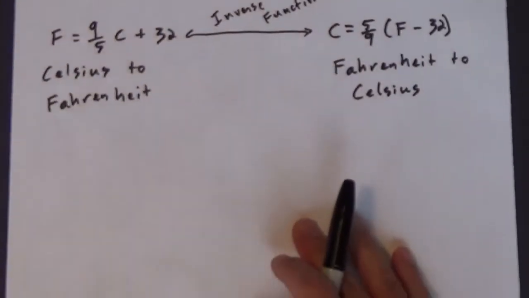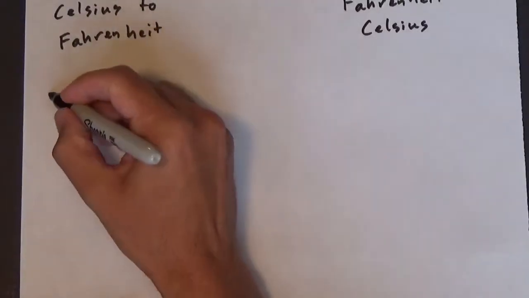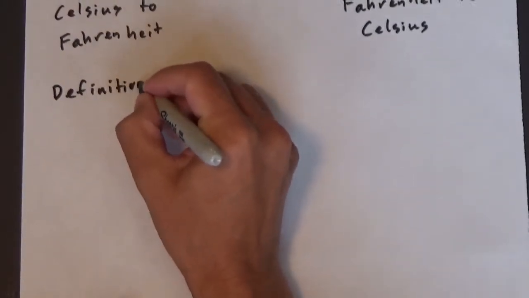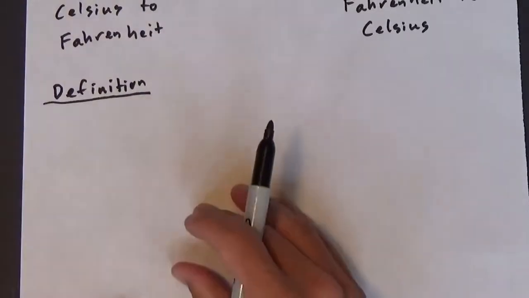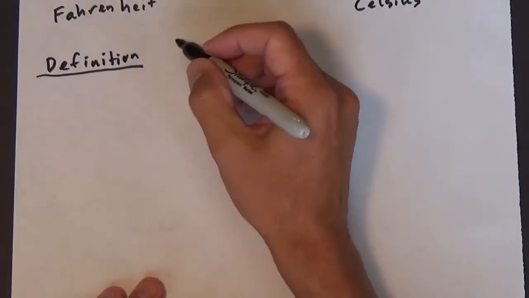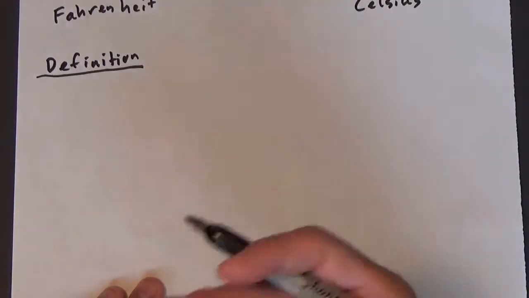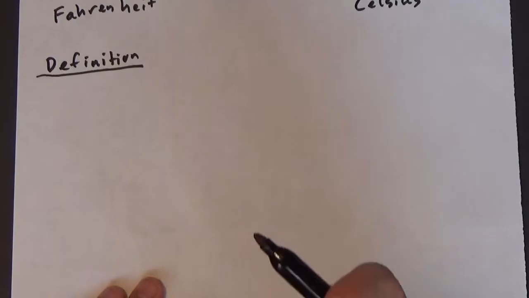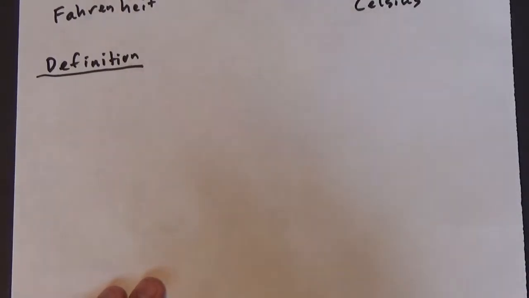So this is the general idea of what inverse functions are. All right, so now let's look at the definition of inverse functions. This definition is actually kind of difficult to understand, but once we get the definition done, we'll go through some examples, and finding the inverse of a function isn't too complicated.